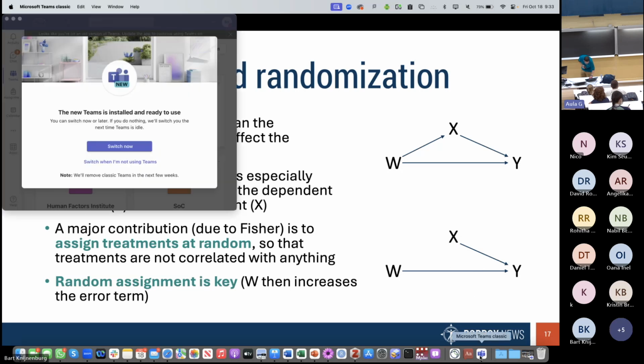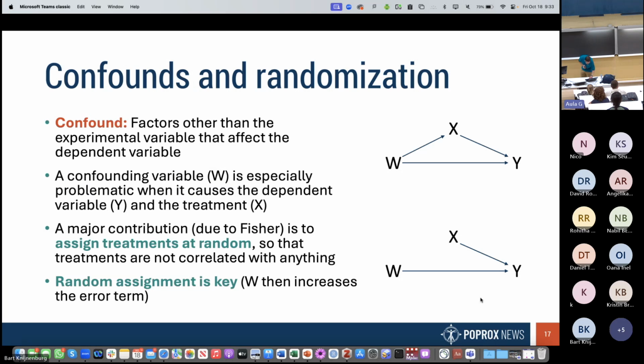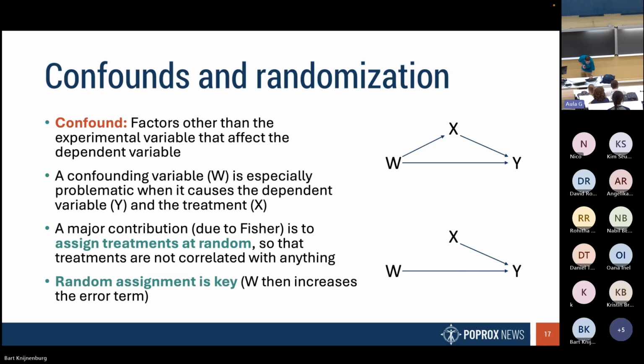So the problem that you're trying to avoid is if there is some other factor, this W, that is associated with both your treatment and the criterion, the outcome that you're measuring. All right. So what I told you to do about this was to randomly assign treatments. So if you randomly assign treatments, you remove the link between this other unobserved factor and the X, because nothing can be correlated with random. If something is completely random, it can't be correlated.